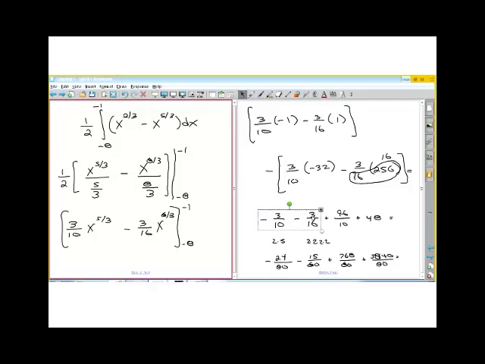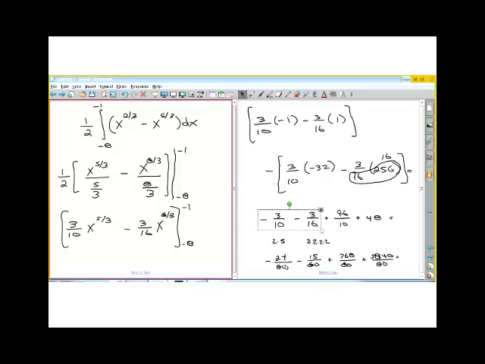Here we had -1 times 3/10. +1 times -3/16. Here we had -32 times -3, which would be +96 divided by 10. In this case, I divided 256 by 16 to get 16. 16 times 3 is 48. This negative times that negative gives you a positive.